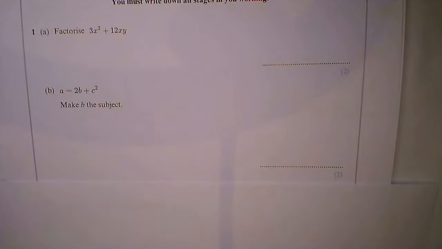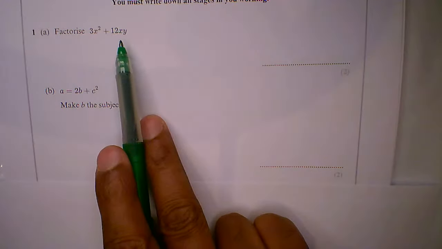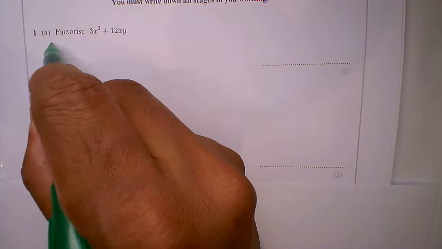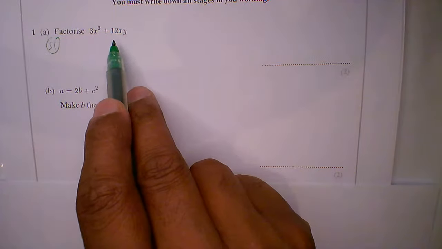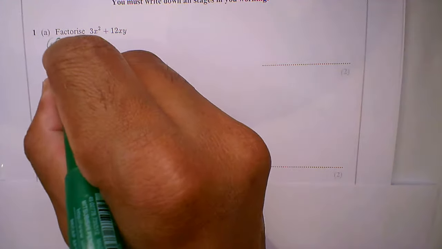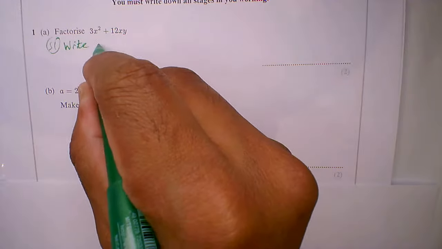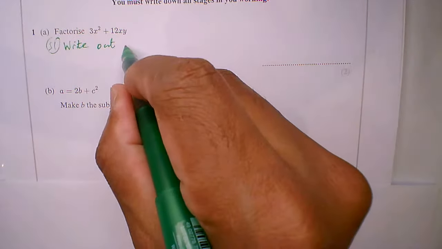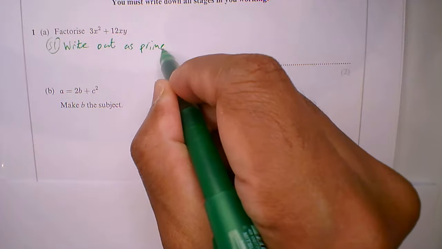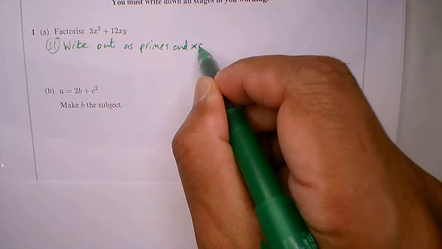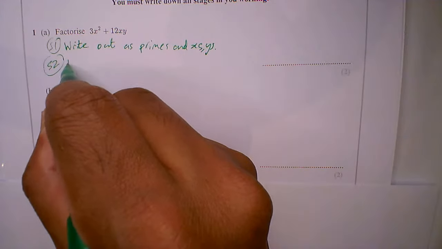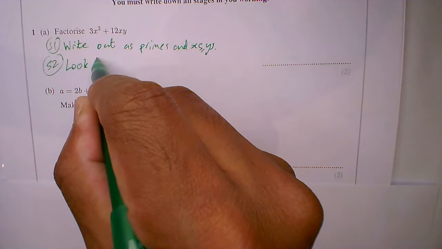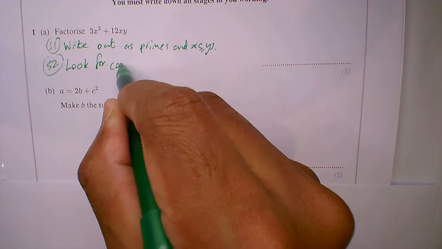Okay, so we've got question 1a: factorize 3x squared plus 12xy. Step 1, I am going to write these out in terms of their primes and x's, y's. And then step 2, I will look for common factors.